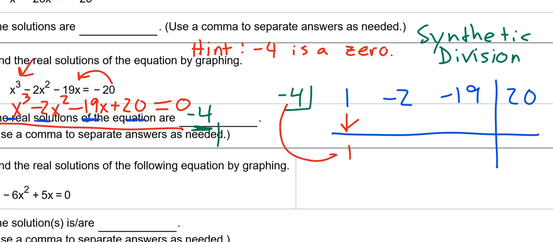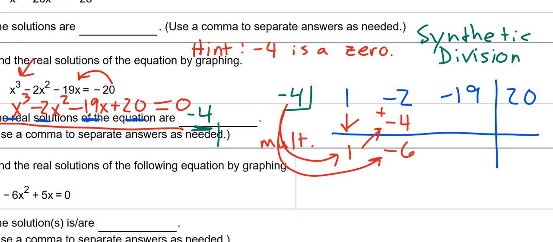What is -4 times 1? So I am multiplying here, folks. That is -4. Now watch where I put it. I'm going to put it in the next column above the blue line. And then I'm going to add down the column. So when I add -2 and -4, what do I get? -6. Okay? Now I'm going to repeat those same 2 steps.